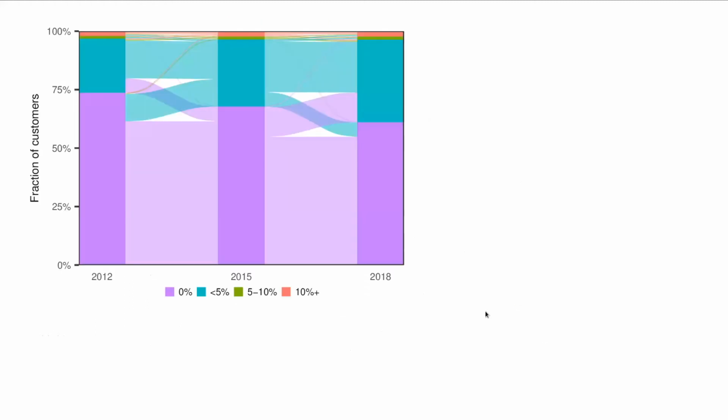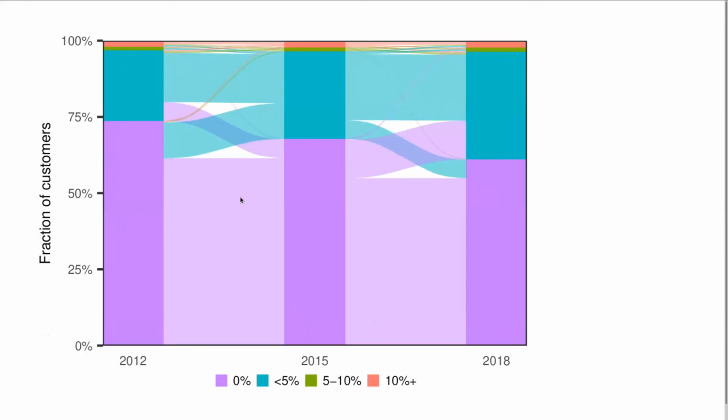And we can also see information about how people's behavior changes over time. So this is a picture which is showing how many people don't gamble at all in 2012.